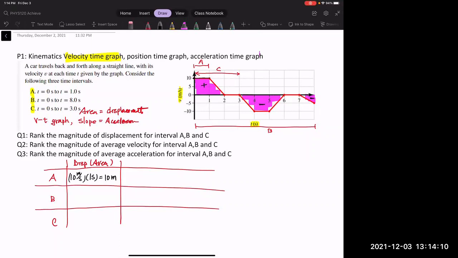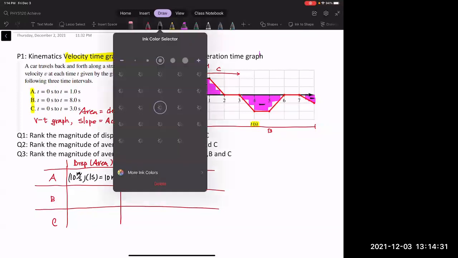So the first one here, from 0 to 1 second, that is a trapezoidal. Now you can also use a rectangular plus a triangle, whichever that you think that you know how to do the area calculation. I do it in this way. So let me draw the shape at here.